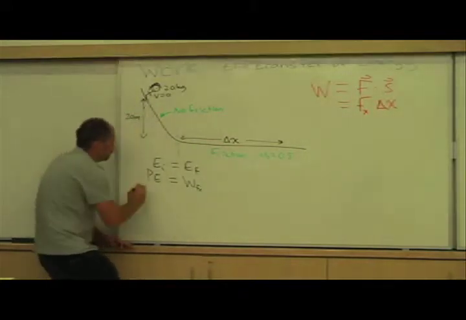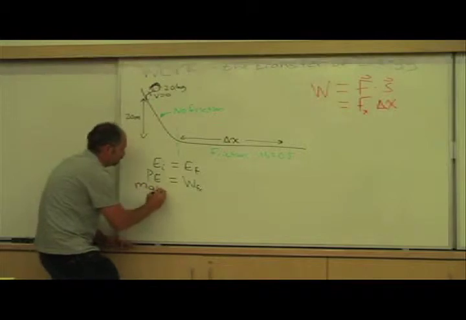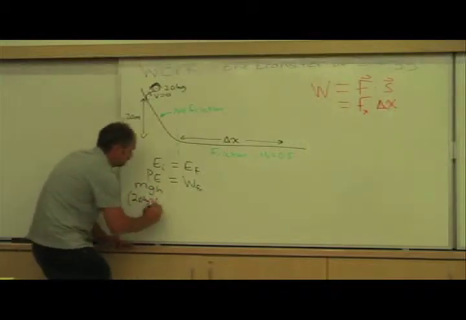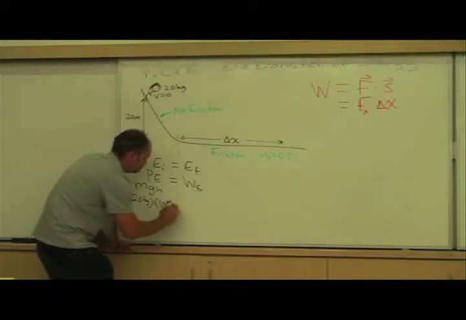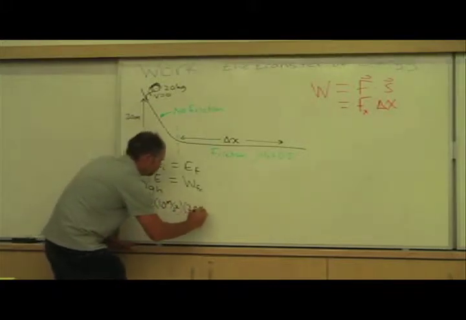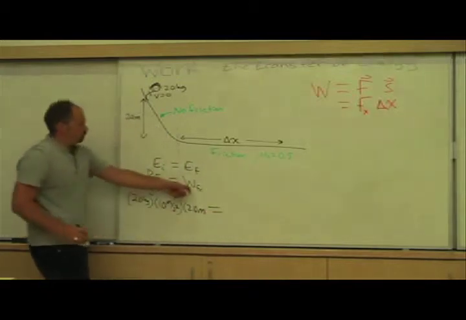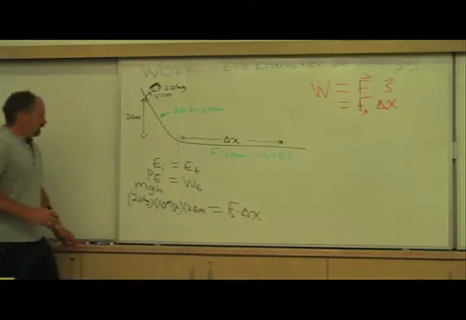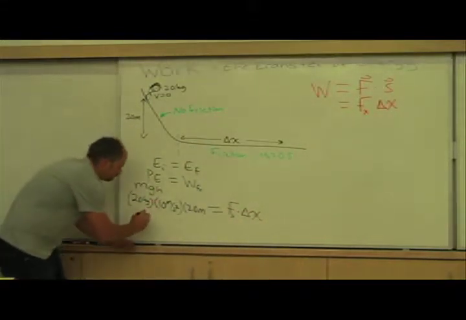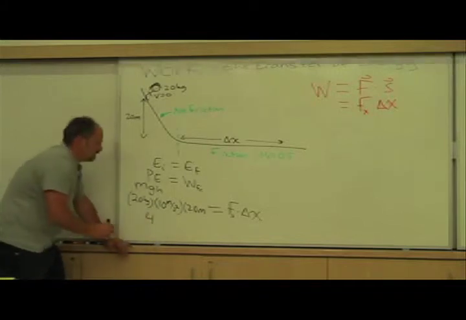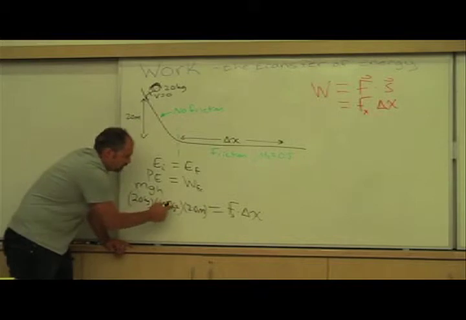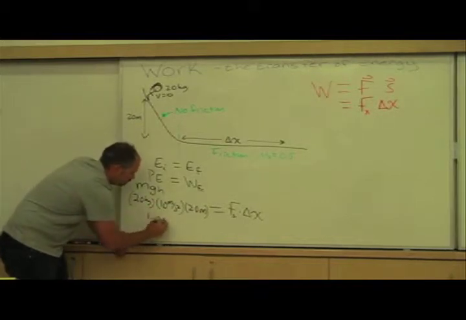So she starts with mgh of energy, which is 20 kilograms times 10 meters per second squared times 20 meters. And that equals the work done by friction. So that's static friction multiplied by the displacement. And so 20 times 20 is 400 times 10 is 4,000. And it's 4,000 kilograms meters squared per second squared, which is a joule.